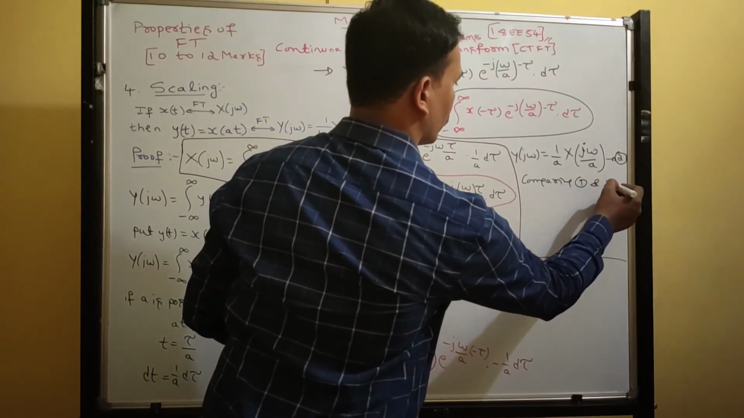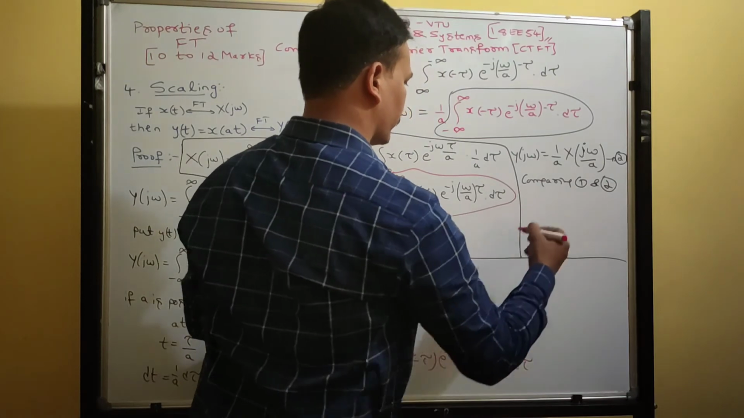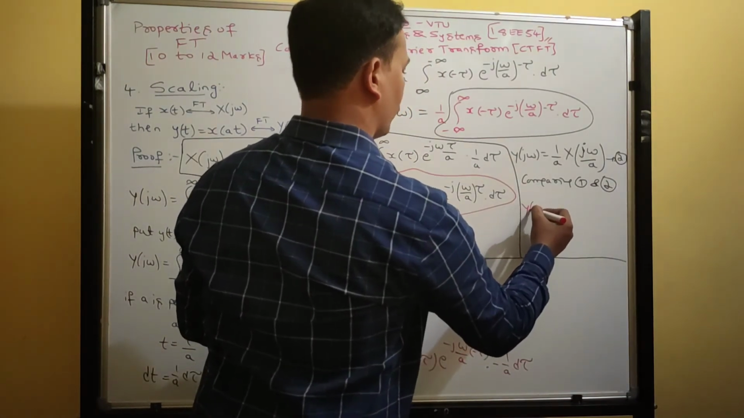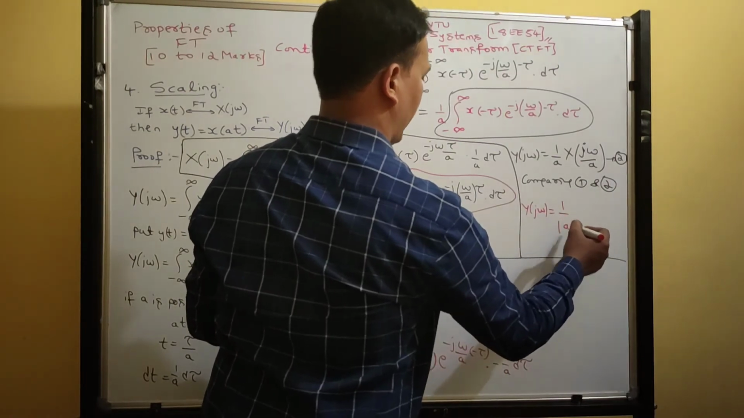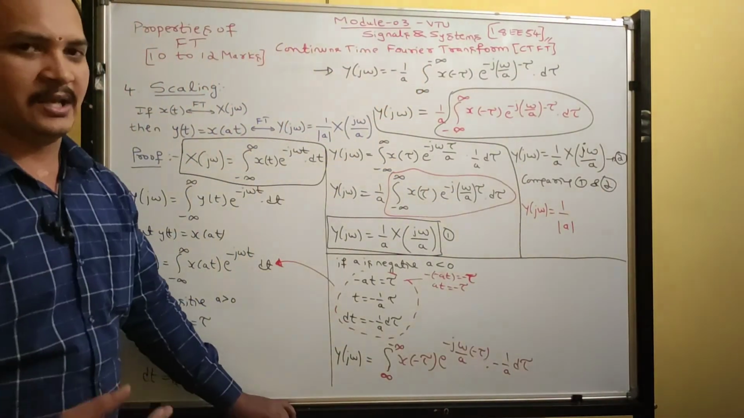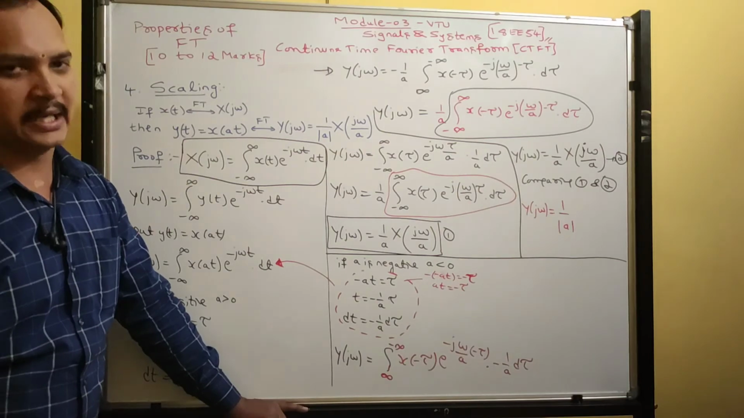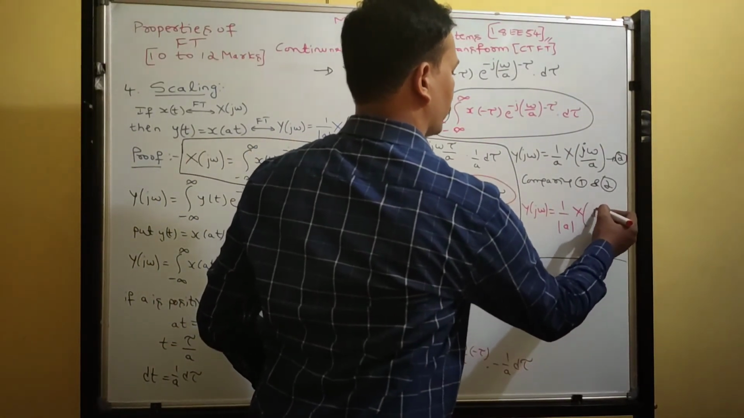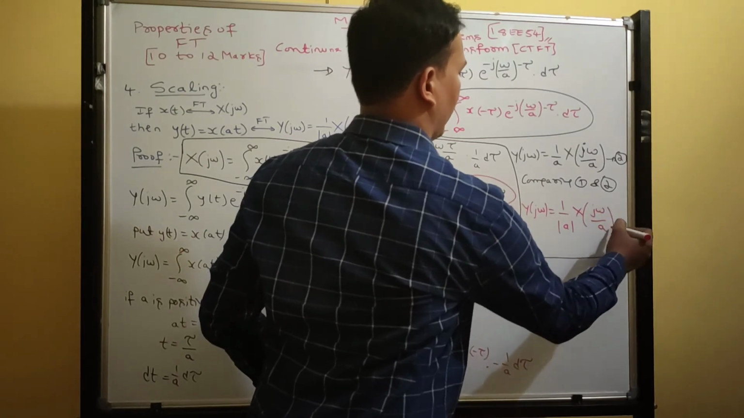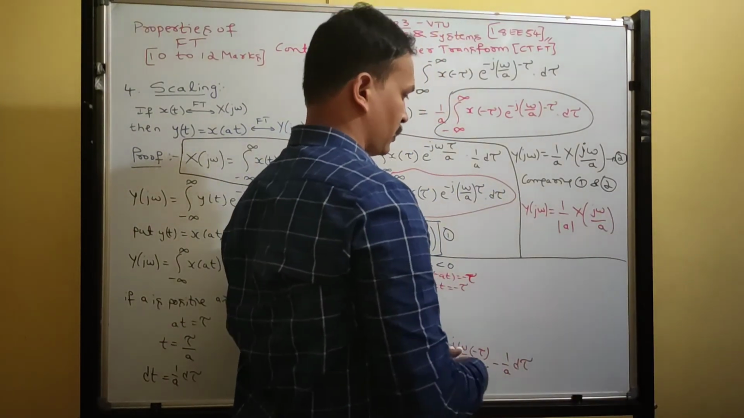However, further by comparing equations 1 and 2, we can write y of j omega as 1 by mod a. What is mod a? Plus a when a is positive, and minus a when a is negative. That gives mod a into x of j omega by a. Hence proved.